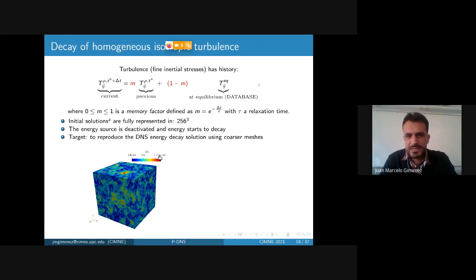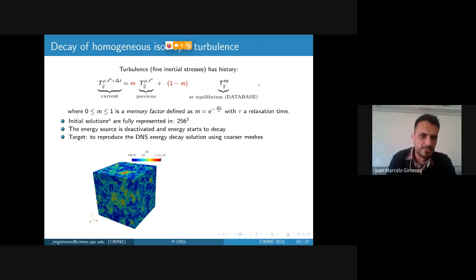A particular detail about the methodology: because we compute at the RBE the equilibrium stress tensor and the turbulence has history, we use a kind of memory model to obtain the current stress tensor as a weighted average between the previous stress tensor and the equilibrium stress tensor. How to obtain the value M? It's a discussion that I'm not going into deeply here, but I will show you some numerical examples where the solution is very accurate.